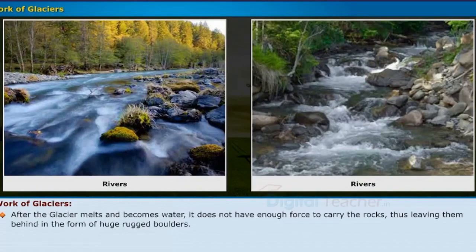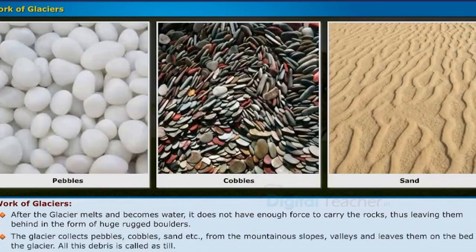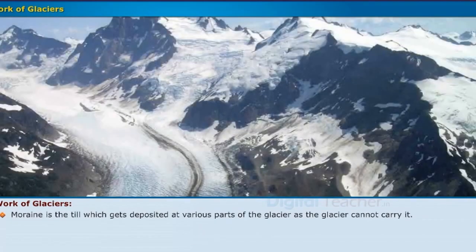After the glacier melts and becomes water, it does not have enough force to carry the rocks, thus leaving them behind in the form of huge rugged boulders. The glacier collects pebbles, cobbles, sand, etc. from the mountainous slopes and valleys, and leaves them on the bed of the glacier. All this debris is called till. Moraine is the till which gets deposited at various parts of the glacier as the glacier cannot carry it.